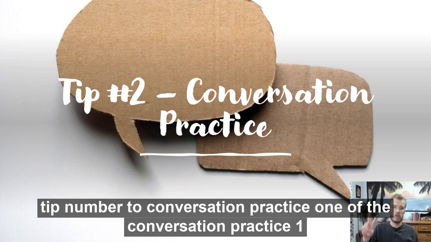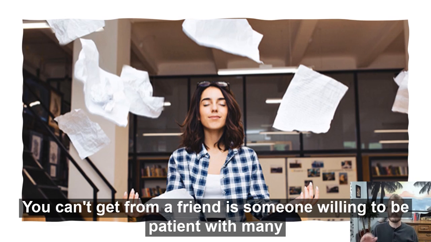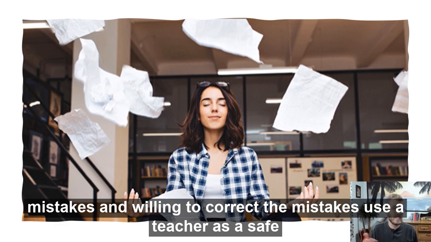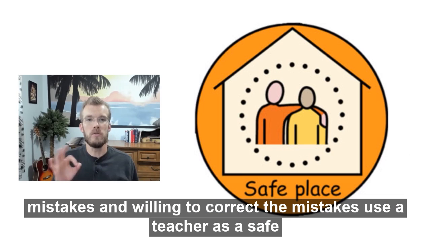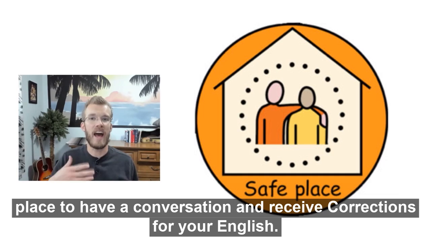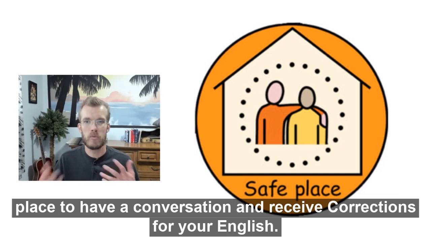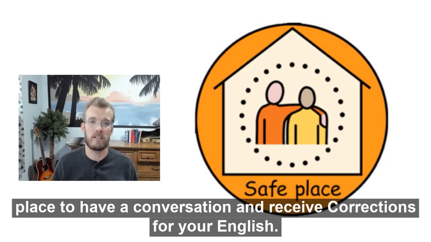Tip number 2, conversation practice. One of the things you can't get from a book is conversation practice. One thing you can't get from a friend is someone willing to be patient with many mistakes and willing to correct the mistakes. Use a teacher as a safe place to have a conversation and receive corrections for your English.